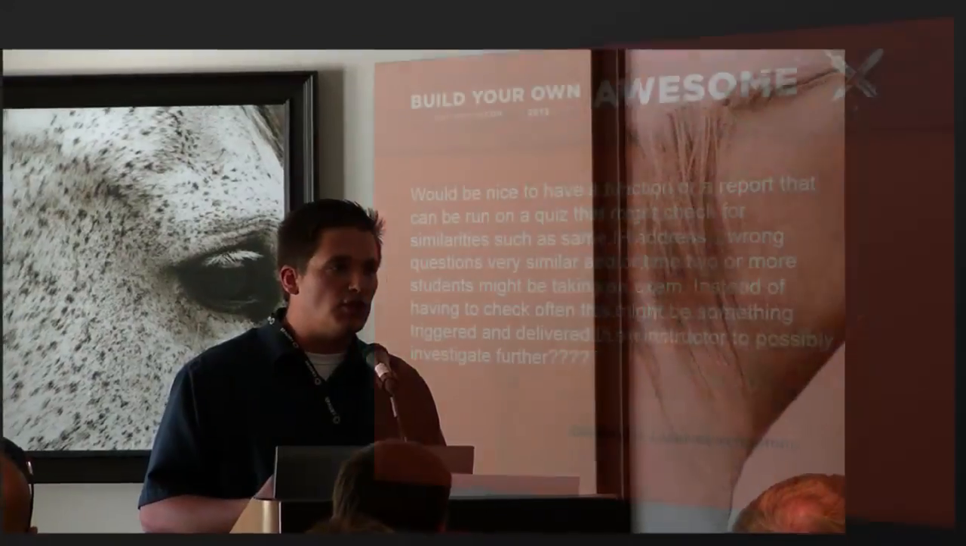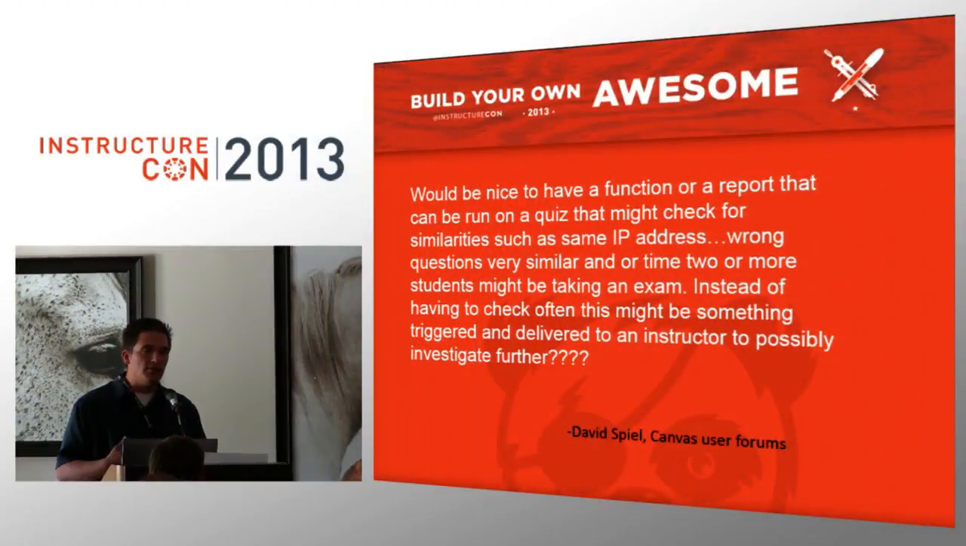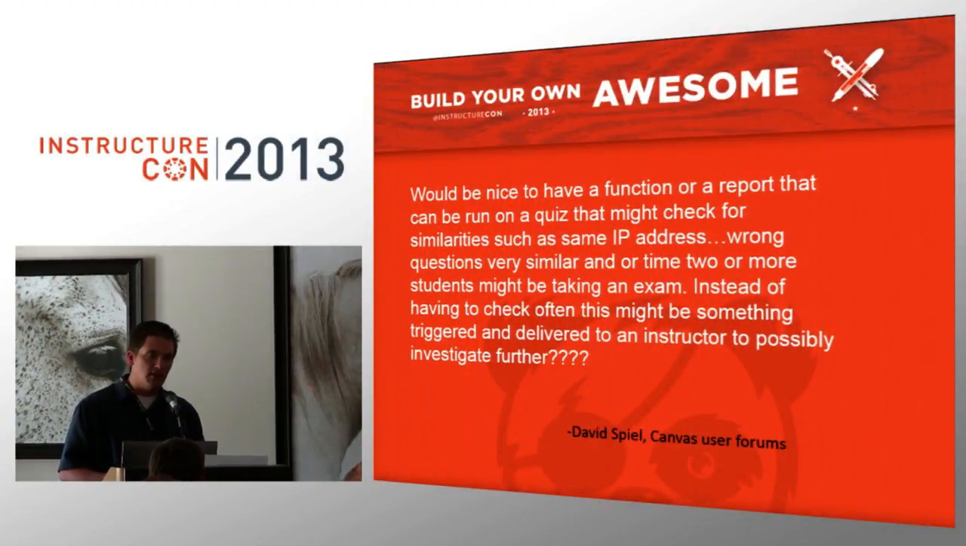Essentially he's asking for an automated way in which there's some sort of trigger where if there's suspicious student behavior, some sort of report or some sort of visualization is generated, whether it's two quiz submissions from the same IP address, whether it's wrong questions very similar, or two or more at a time. And so that's what he was looking for.